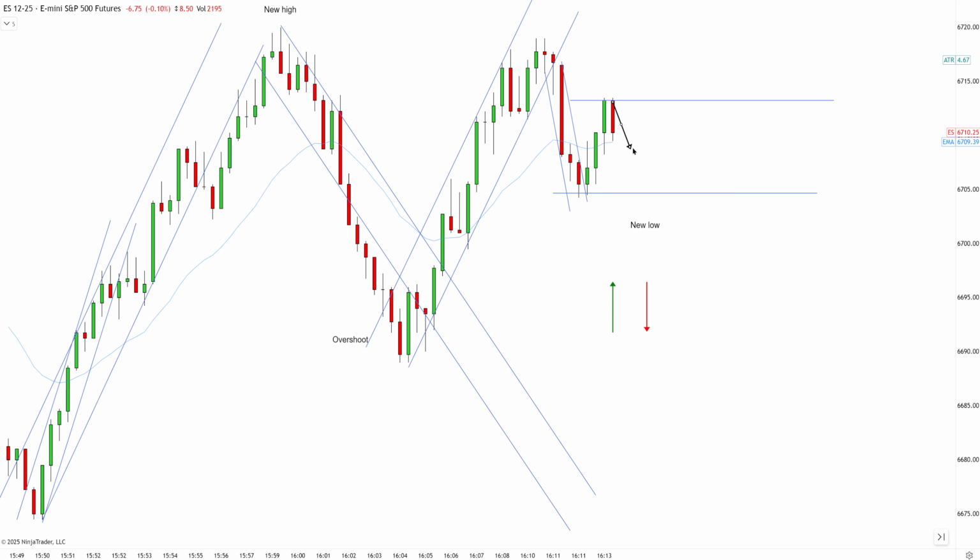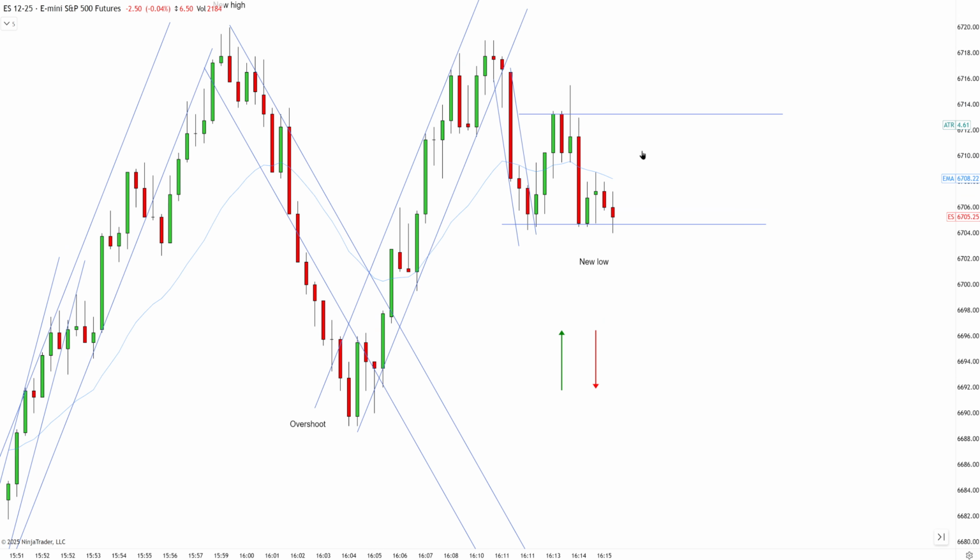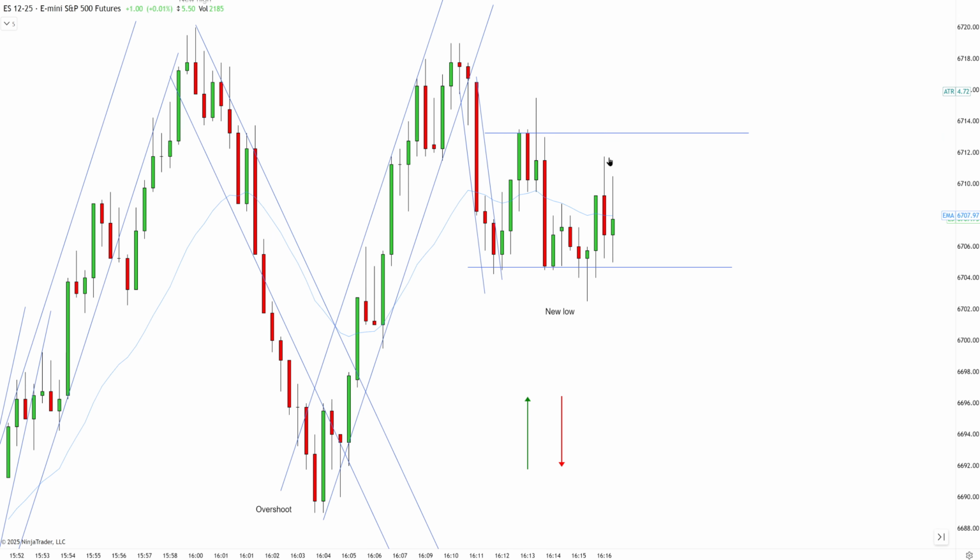What's going through my mind is a second entry long like this to test the new high, because I follow the trend line rule. This uptrend has a new high. Buyers will test the new high eventually, most of the time. But we're back below the EMA, so now I have to pause. We're back to uncertainty. So I'm just waiting here, not really doing much.